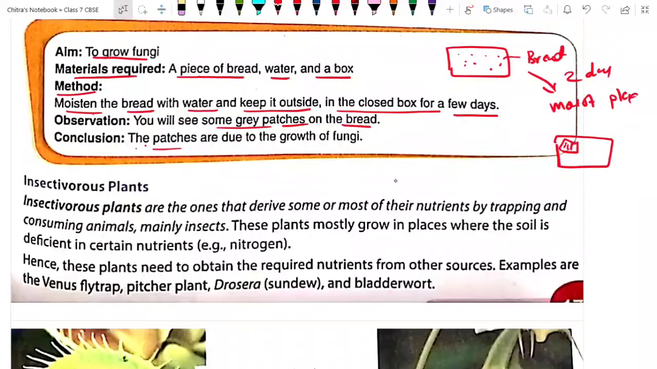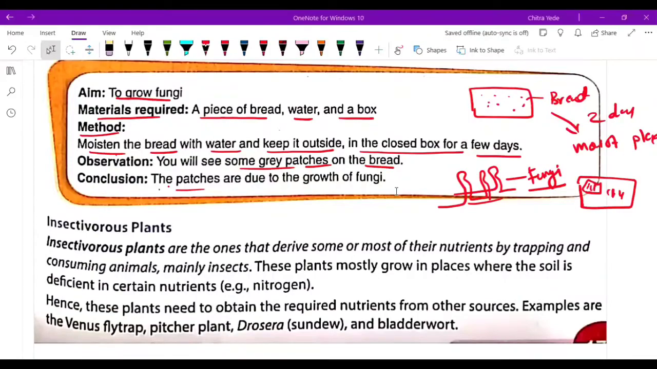If you observe them under a microscope, you will find a structure like this. That thread-like structure is nothing but the fungi. This is all about the activity. So you can grow those fungi on bread as we have discussed in this activity.